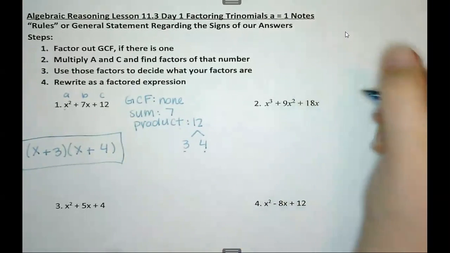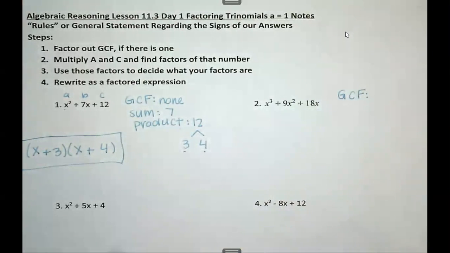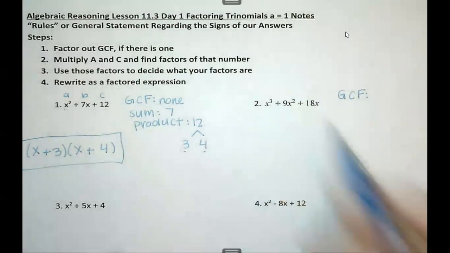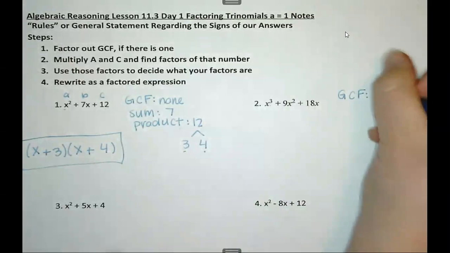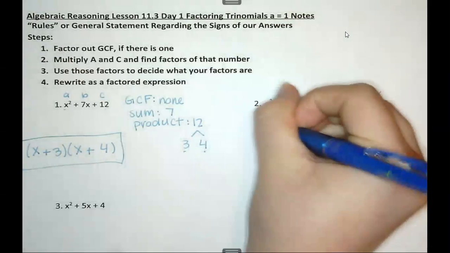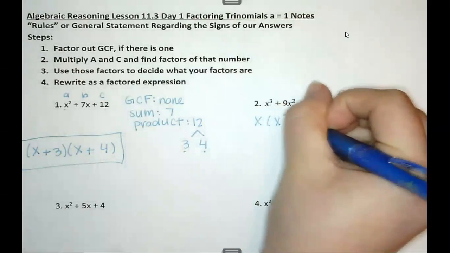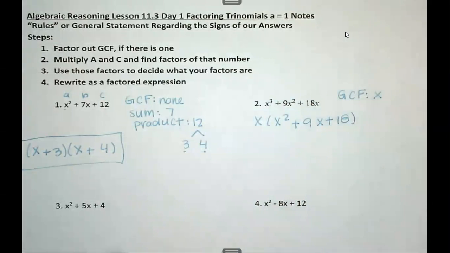Number 2. Again, we look for a GCF. So is there anything that these 3 things have in common? So not a number, but they do all have at least one X. So we're going to pull out a GCF of X. So if I pull X out of all of these, I'll have X squared plus 9X plus 18. Because I just took one X out of each one.